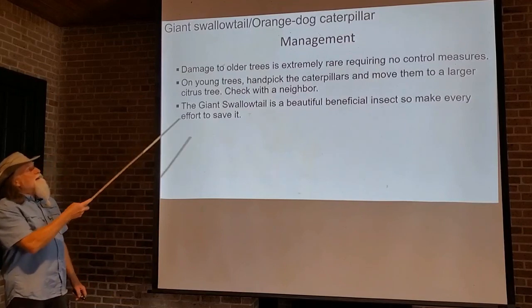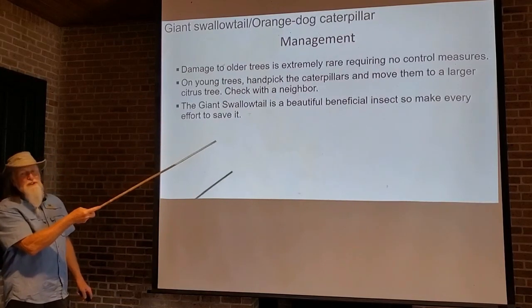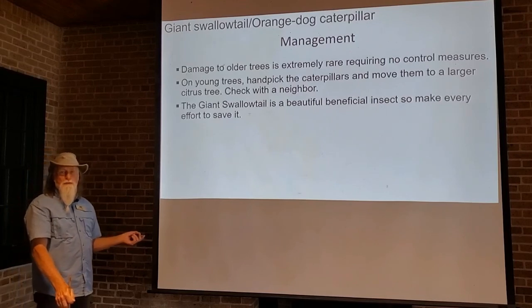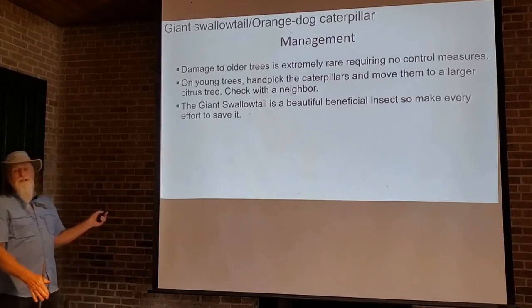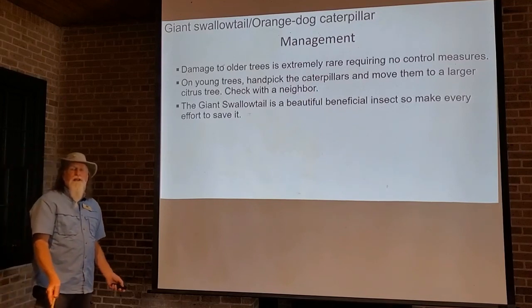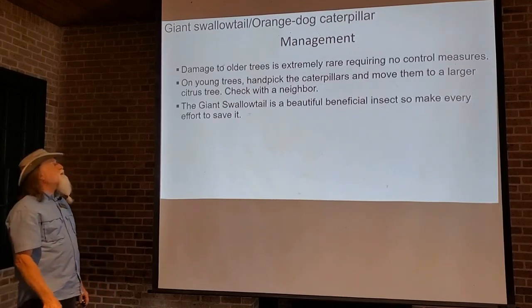And now, like I said, managing the orange dog caterpillar is not something that's usually required on large adult trees. Now, they're just going to eat some of the leaves until they mature and turn into this beautiful giant swallowtail butterfly. So we suggest just leave them alone. Let them enjoy a few of the leaves off your tree. The tree's not going to suffer, and you're not going to lose any fruit.